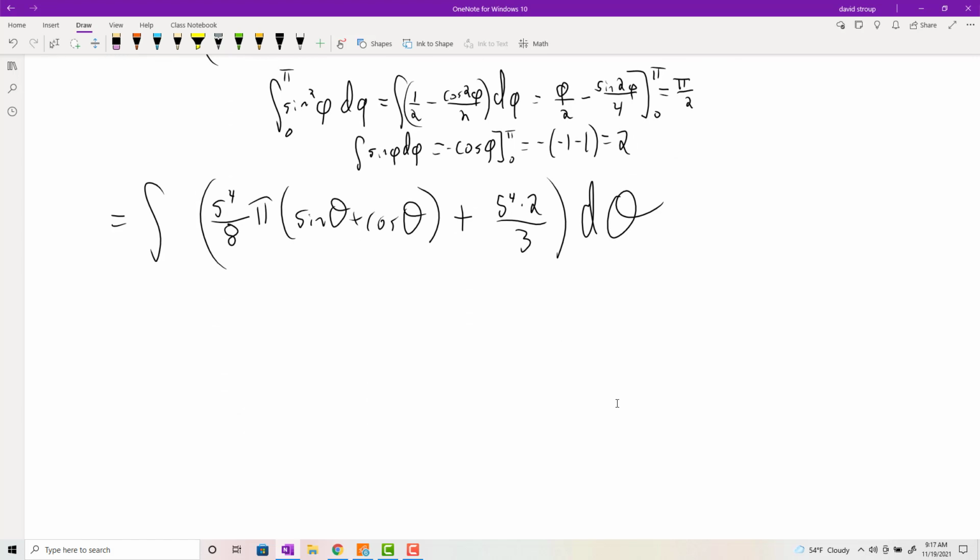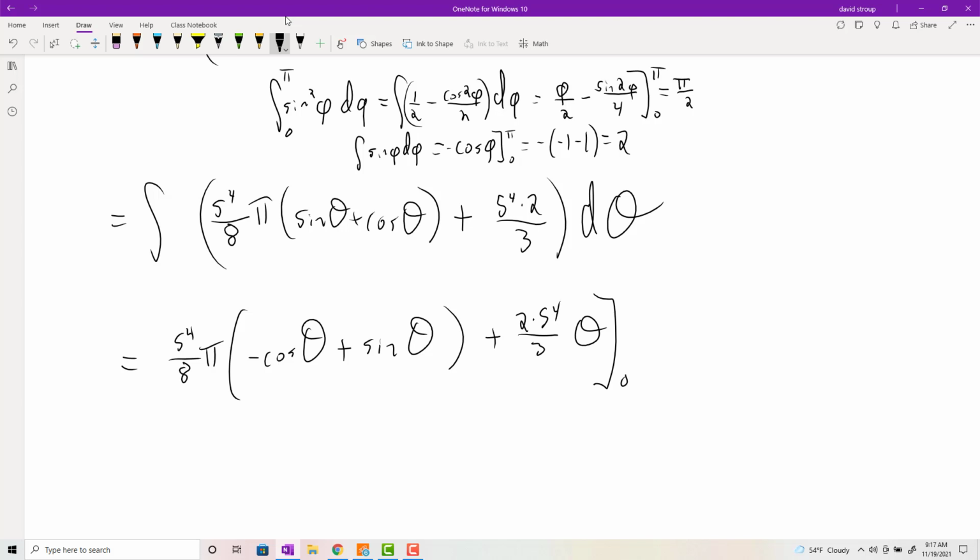Now I just have to integrate sine theta, cosine theta, and then a constant, and evaluate from 0 to 2 pi. Okay, so the integral of sine is negative cosine. The integral of cosine is sine. And then we have 5 to the 4th times 2 over 3 times theta. And evaluate from 0 to 2 pi.